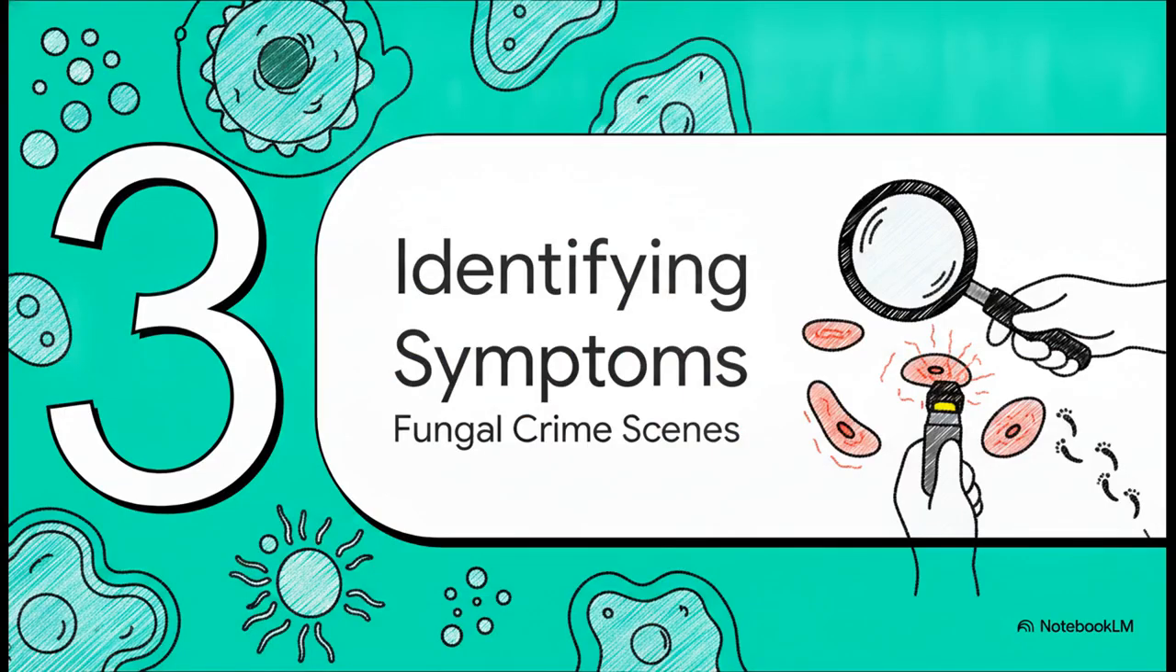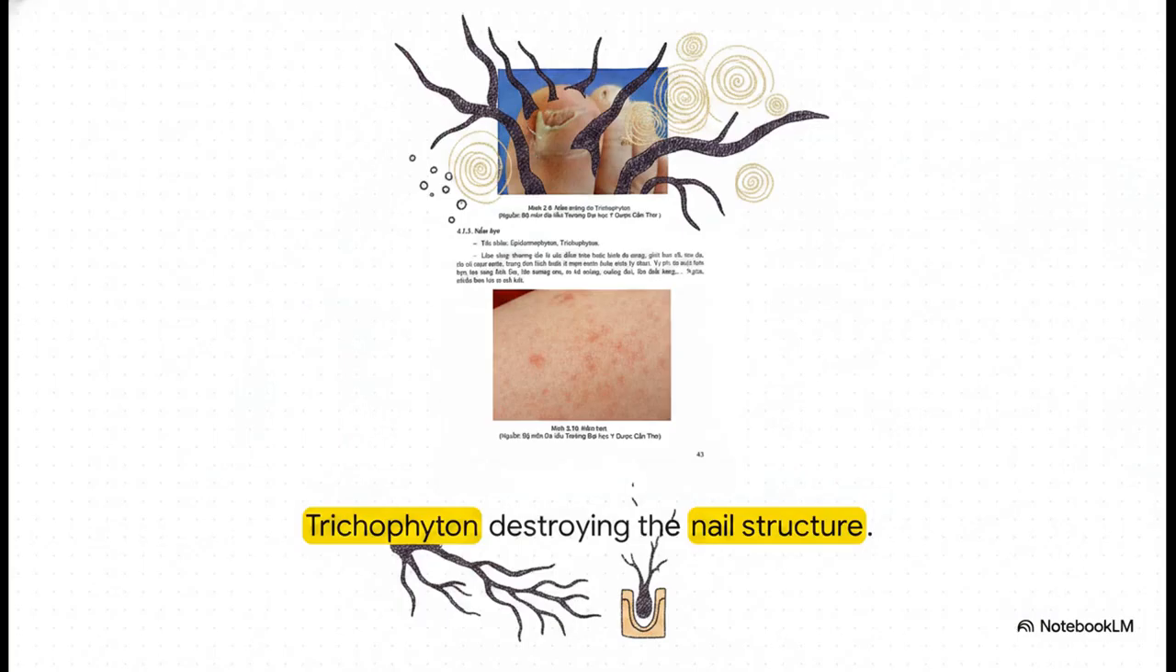Section 3. Identifying symptoms. Investigating the fungal crime scenes. When dermatophytes take hold, the physical damage is quite frankly severe. In a Trichophyton infection, the whole structure of the nail is completely compromised. It becomes thick, incredibly brittle, and noticeably discolored. The fungus is literally feeding on keratin. That's the protective protein that makes up the nail, and it just destroys it from the inside out.